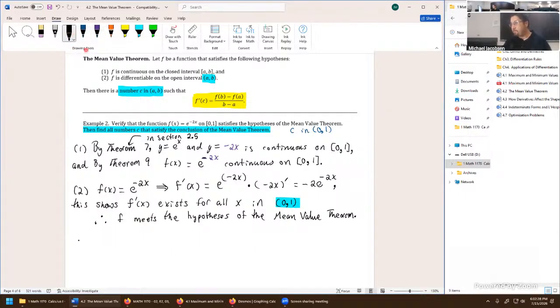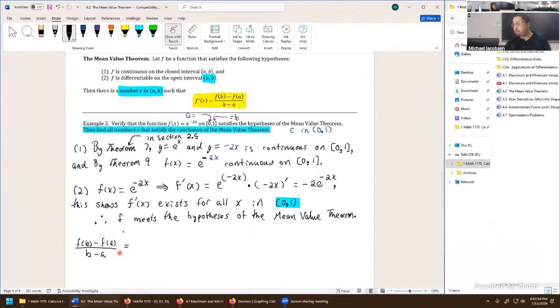So we have that f of b minus f of a divided by b minus a. Well, in this problem, a is 0, b is 1. So they're just the values on the endpoints of the closed interval where the function is defined.